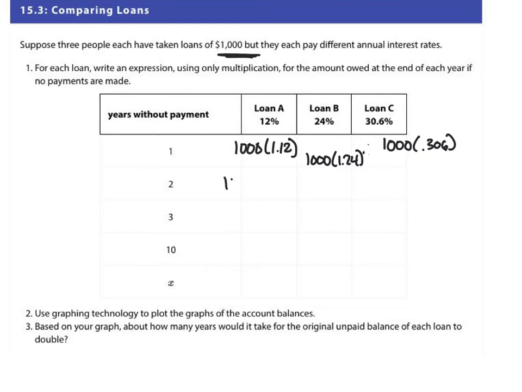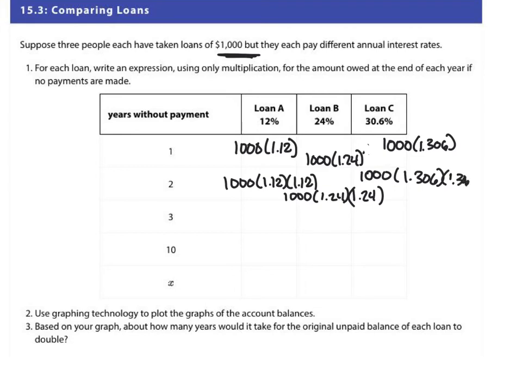So for year 2, I'm going to have 1,000 times 1.12 times 1.12, right? That's for loan A. Loan B, 1,000 times 1.24 times 1.24. Ooh, I just saw a mistake for loan C. Sorry about that. It's 1.306. So year 2 for loan C is 1.306 times 1.306. Okay, way out of room. That'd be year 2. Year 3, I'd have 1.12 written 3 times, 1.24 written 3 times, and 1.306 written 3 times.